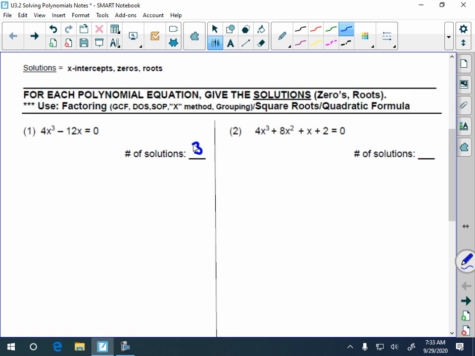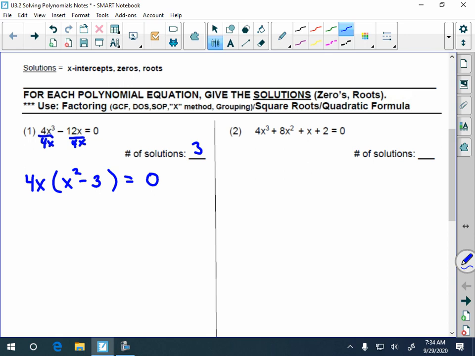So on this one, I'm going to look for a GCF. That's the first step. Well, they both have x's, so I know I'm going to be pulling an x out. And I know 4 goes into 4 and 12, so my GCF is going to be 4x. All right, so now I'm going to factor 4x out. So again, factoring out means to divide by that 4x and simplify. So this is going to be x squared minus 3. All right, so we factored it.